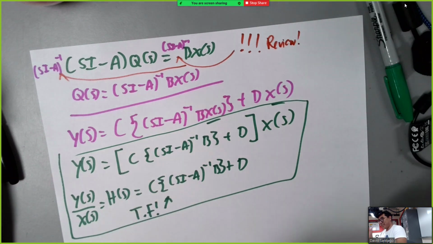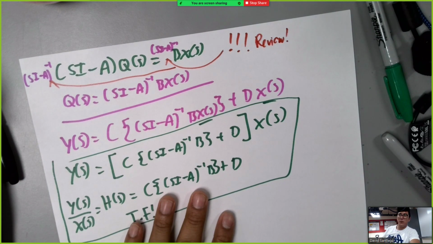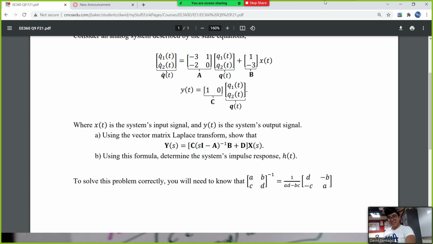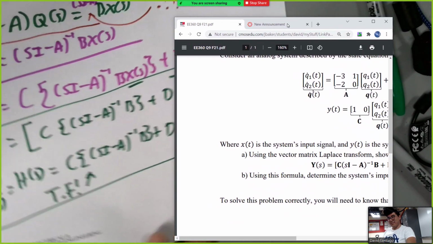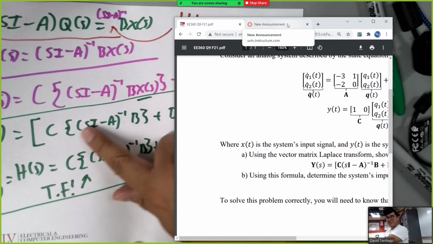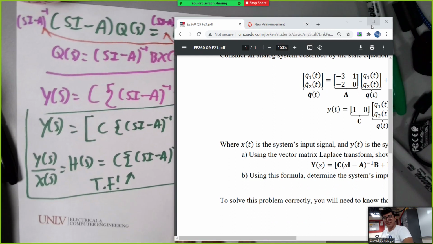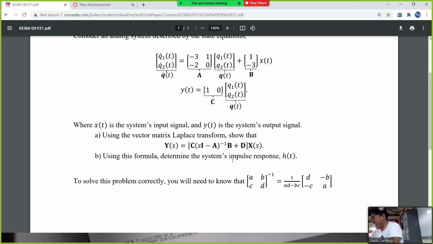Okay, so that's one part. Now the next part. The only reason we even know this is because, using this formula, actually, let's compare it. Does that look like what we got? There we go. Looks the same. Now, using this formula, determine the impulse response. And what does impulse response mean? There you go. Perfect. Someone got it.